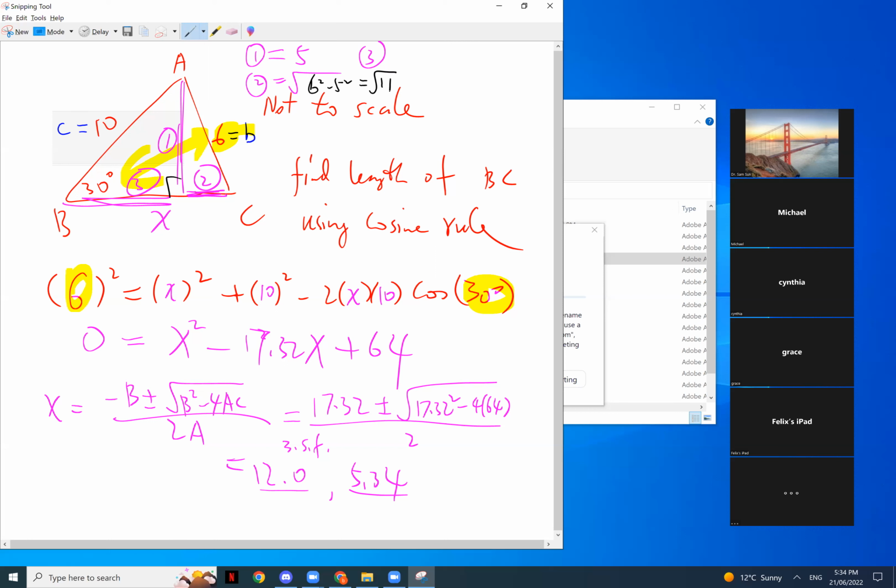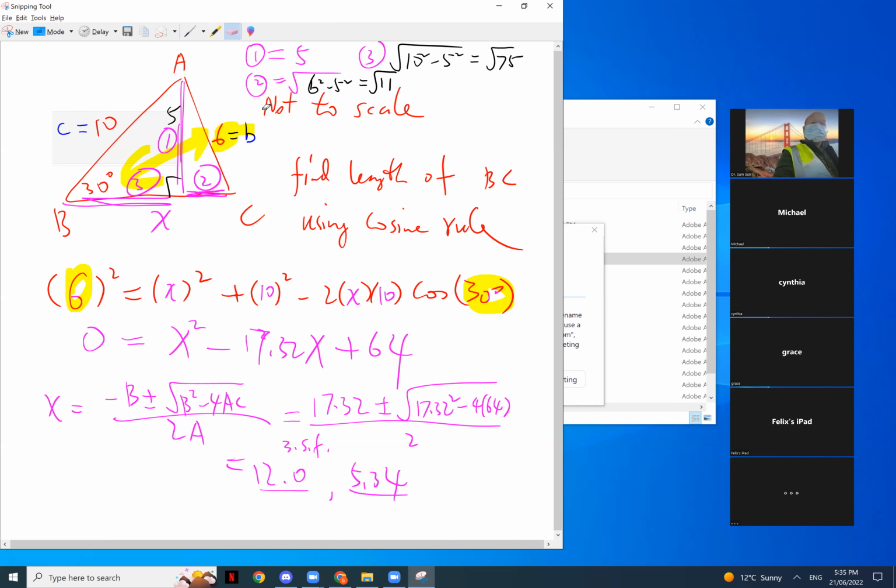Number 3. This is 5. We just use Pythagoras. You don't really need a calculator now. 10 squared minus 5 squared, square root of 75. Hey, we got 2 and 3.